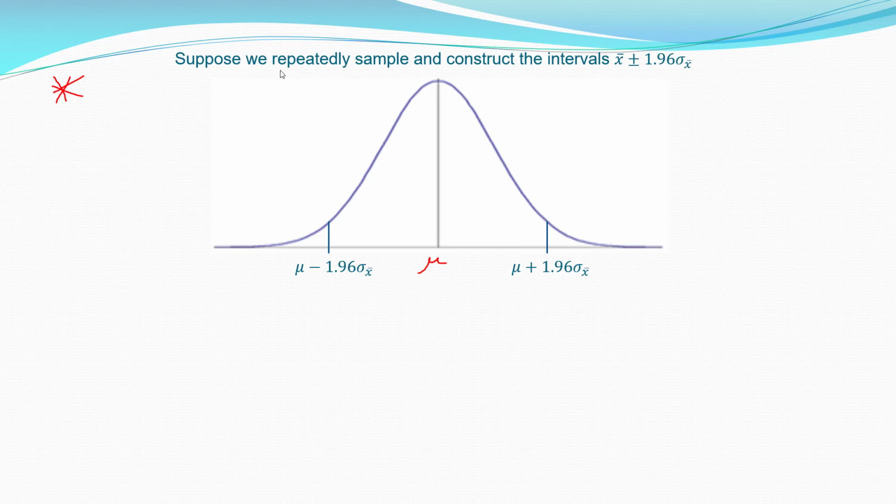The idea is we're going to repeatedly sample and construct the intervals X bar plus or minus 1.96 sigma sub X bar. Let's start with the X bar. Here's what we know. If I take a sample and calculate a value of X bar and do it again and again and again, they pile up into this distribution that we call the sampling distribution. So here's what I want you to think. If I was to sample over and over and over again, I would see the whole distribution.